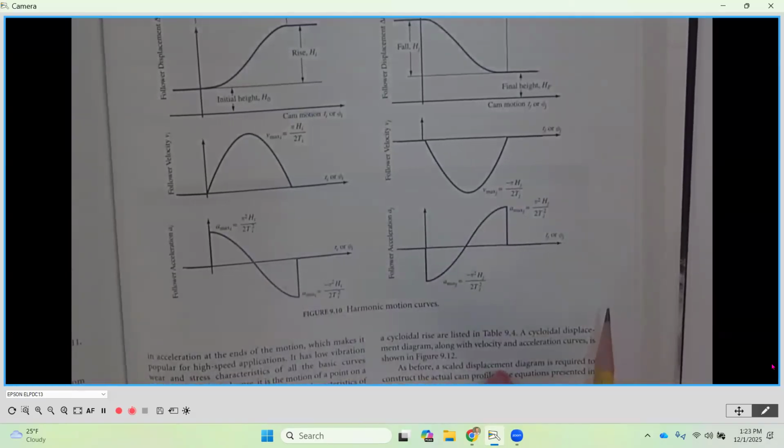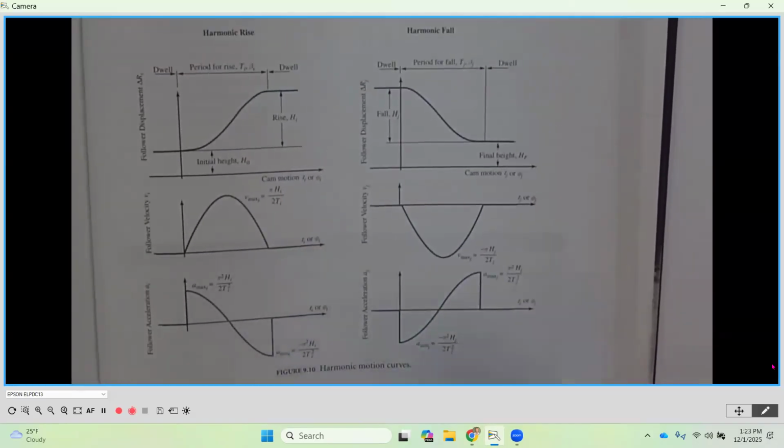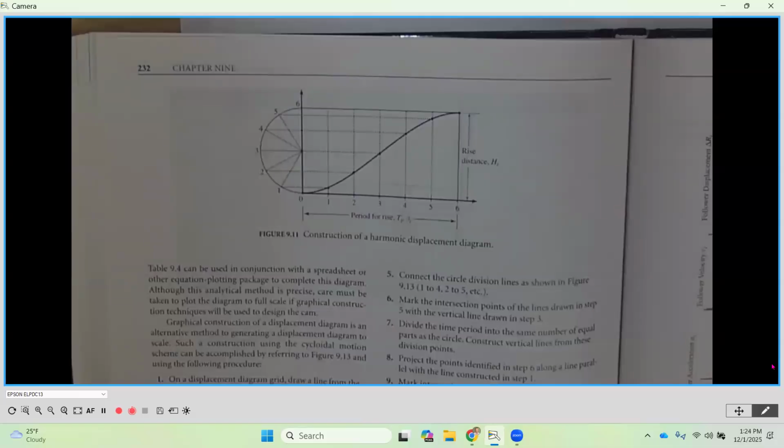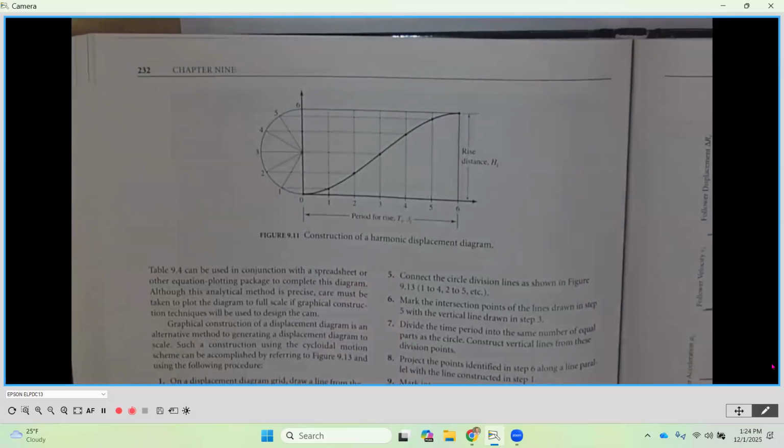So again, it's going to be a lot smoother operation, especially at higher speeds. Again, greater than 100 RPMs is when we start looking at making sure that we have things that are going to remain in contact and not have jamming or non-contact as it moves. Now, to construct the harmonic motion, and one of your assignments is going to do this, harmonic motion construction is at the top of page 232.